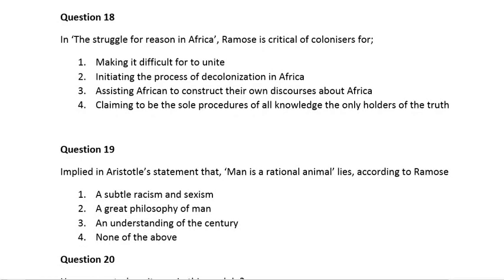Question 18. In The Struggle for Reason in Africa, Ramose is critical of colonizers for: number 1, making it difficult for Africans to... Number 2, initiating the process of decolonization in Africa. Number 3, assisting Africans to construct their own discourses about Africa. Number 4, claiming to be the sole producers of knowledge, the only holders of the truth. So here guys, the correct answer is number 4, which is claiming to be the sole producers of all knowledge, the only holders of the truth.